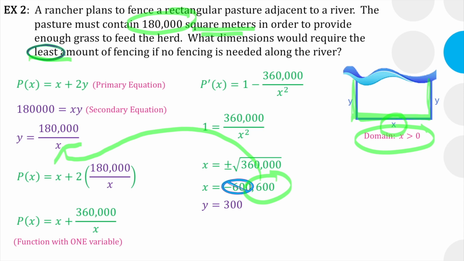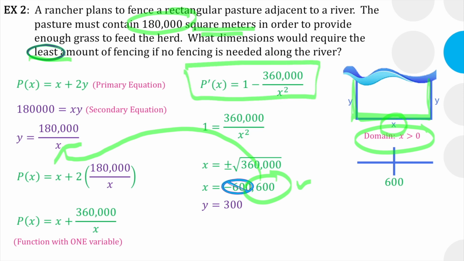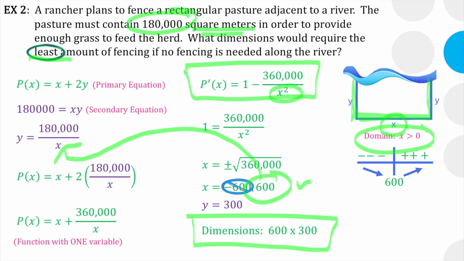Now, it wants the least amount of fencing. So do you know what I haven't done? I haven't used a picket fence to check to make sure that 600 is a minimum. So let's do that real quick. So 600, if I take something less than 600 and plug it back into my derivative equation, say 1, plug 1 in for x, then, oh, that's definitely a negative. And then something above 600 would give us a positive. Okay, so indeed, that is a minimum. And so the dimensions of the pasture would be 600 by 300.